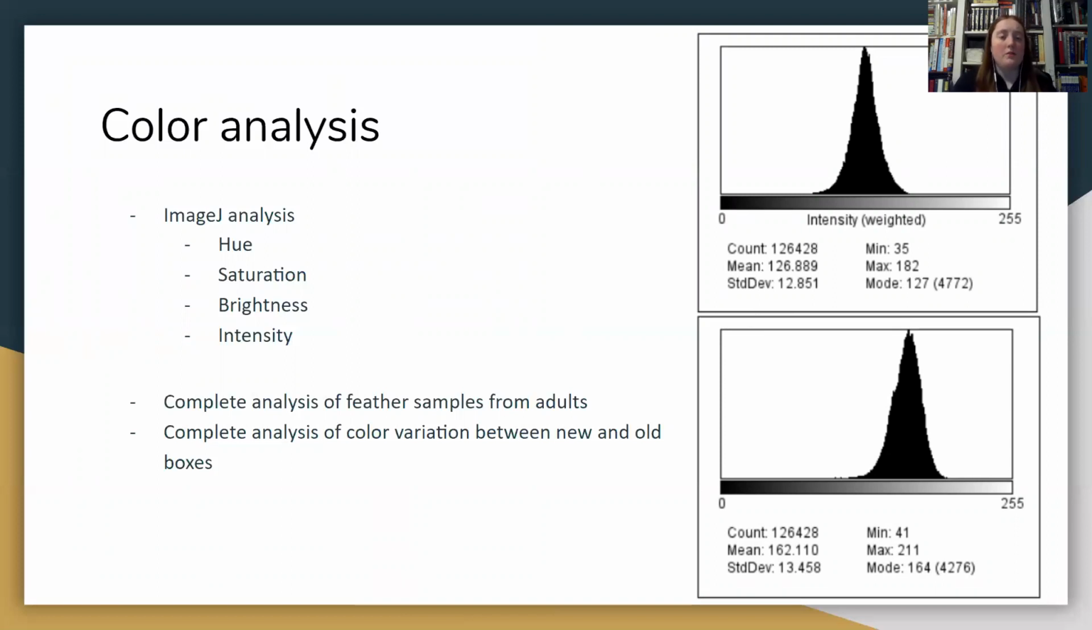So still to do in this research, our next steps are to complete the analysis of the physical feather samples taken from each of the adults, and to complete the analysis of the color variation between new and old boxes to determine if there is a detectable difference in coloration between the new and old boxes.